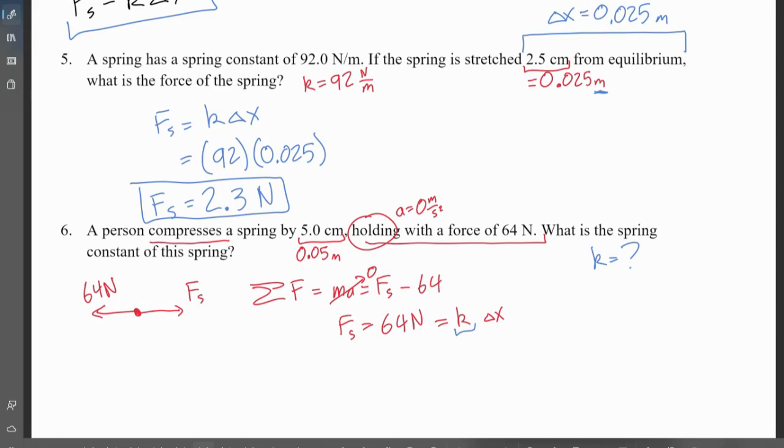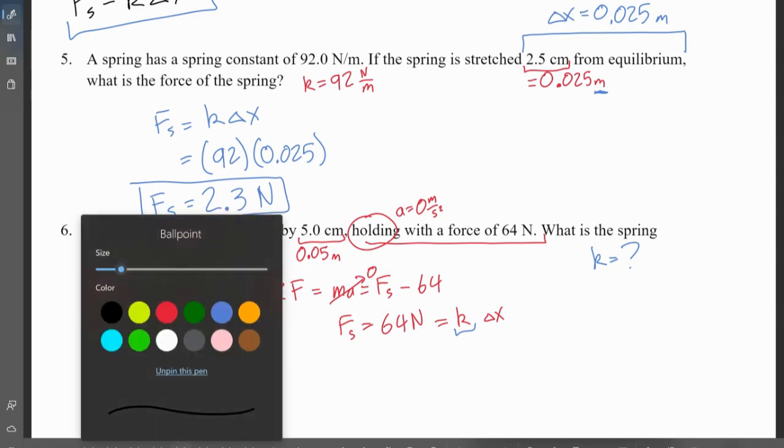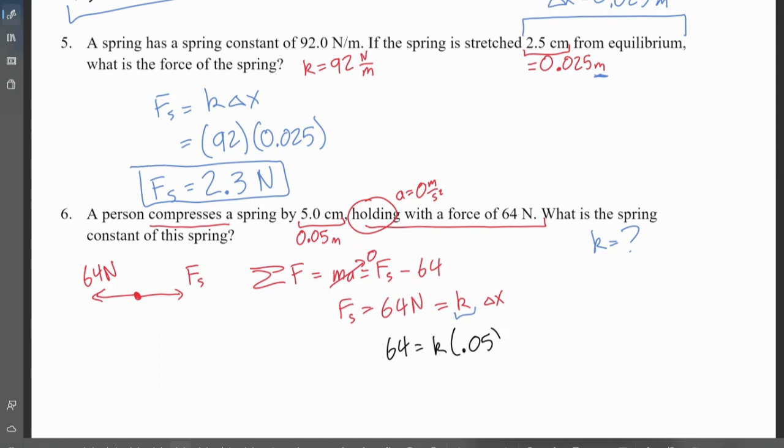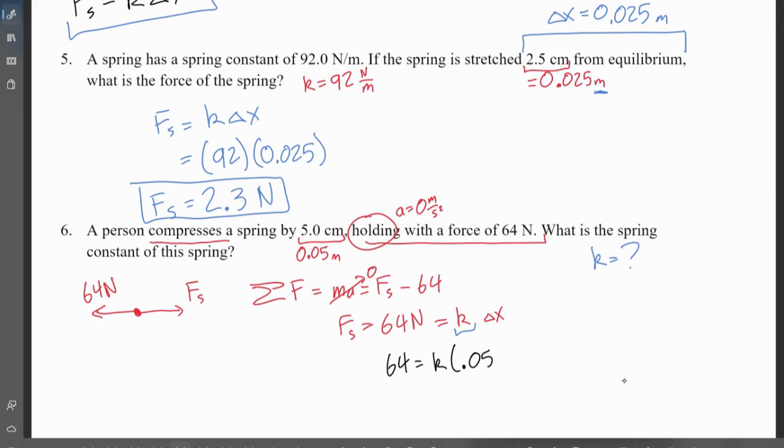We need that. So let's substitute in our delta x. Well, how much did we compress the spring? By 0.05 meters. So we've got 64 newtons is equal to K times 0.05 meters.